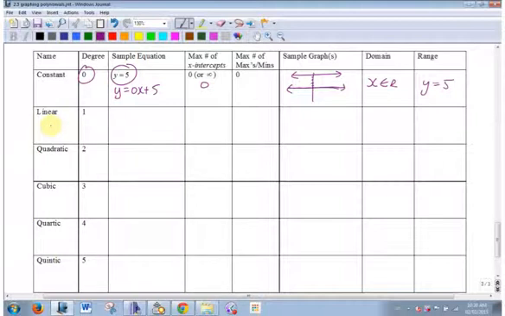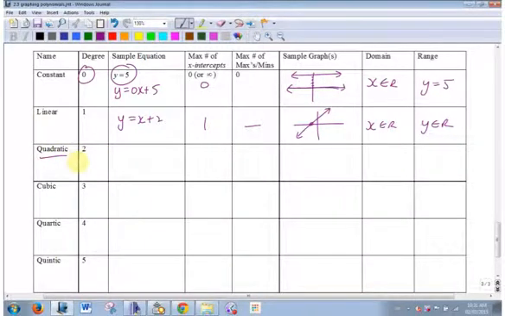Linear, for example, a line. How many x-intercepts could a line have? Unless it's a weird one, I'm just going to say 1. But we know from Math 10, it could have an infinite number, a special case up here. Whatever, it's some line. One x-intercept. Maxes and mins don't really make any sense. Domain's all real. Range is all real. We're just trying to see a pattern here, right?